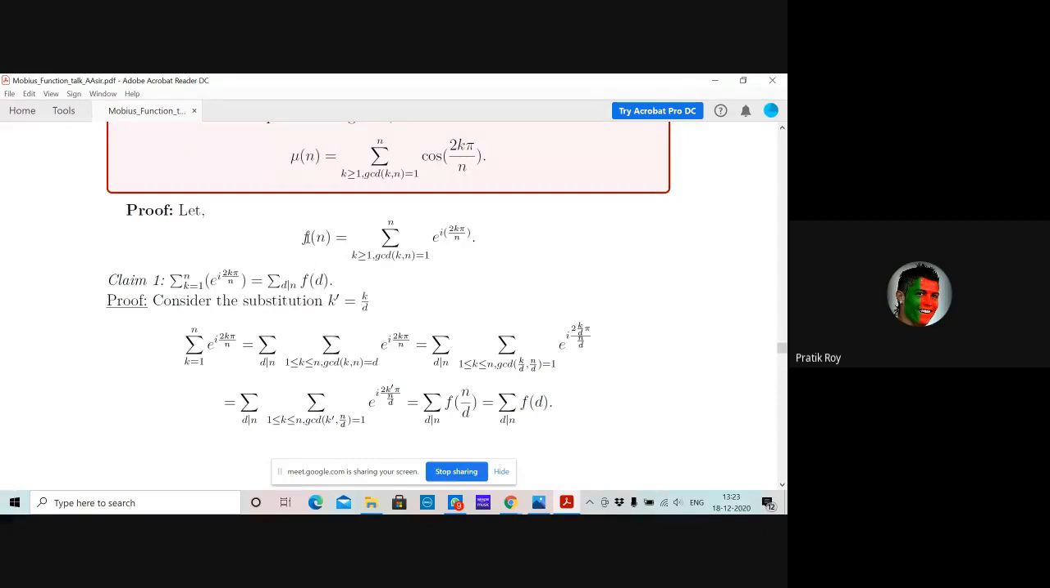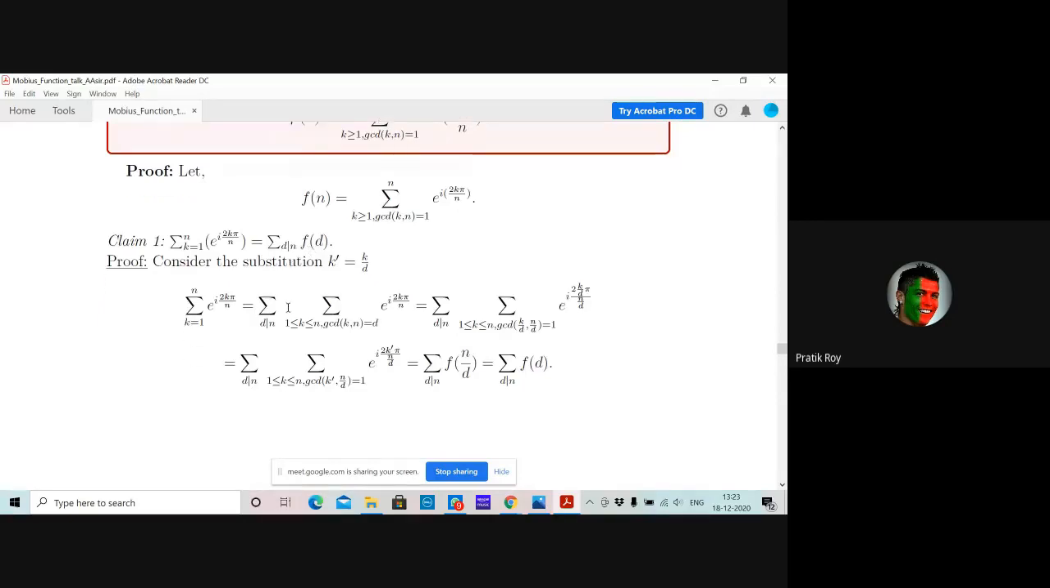So I define f(n), an arithmetic function, whose domain is the natural numbers and whose codomain is the complex numbers. My first claim is that the summation over k from 1 to n of e to the power 2k pi i/n, which is nothing but the sum of all the nth roots of unity, turns out to be the summation over d dividing n of f(d). I just sum it by grouping it in a certain particular way.